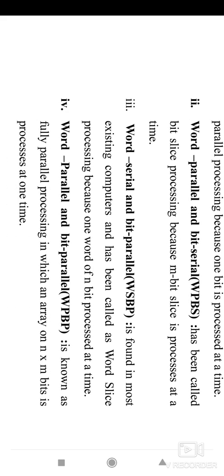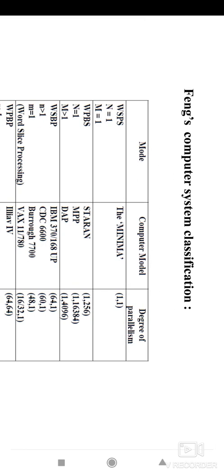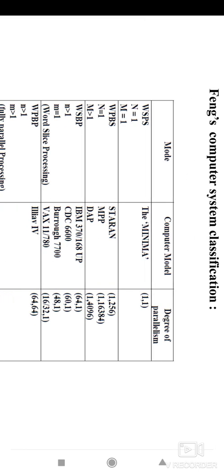So word parallel, bit serial is called bit serial because only one bit is processed at a time. Word parallel and bit serial has been called bit slice processing. Here an m-bit slice is processed at a time. Word serial and bit parallel is found in most of the computers. It is called word slice processing. Here one word of n bits is processed at a time. Word parallel and bit parallel is known as fully parallel processing, in which an array of n by m bits is processed at one time. So here we have the Feng computer classification.